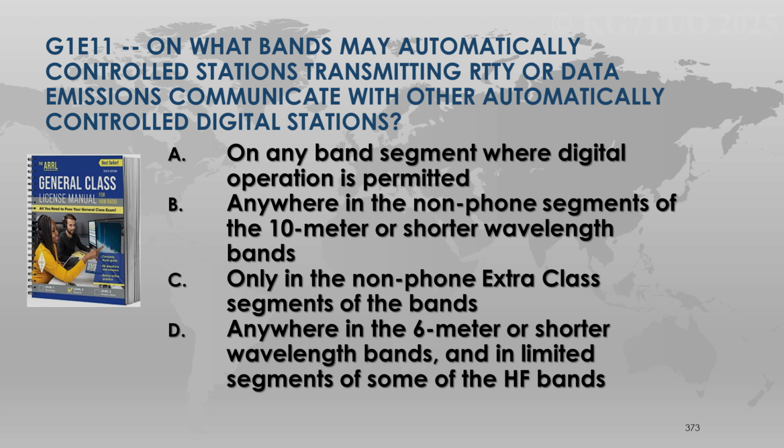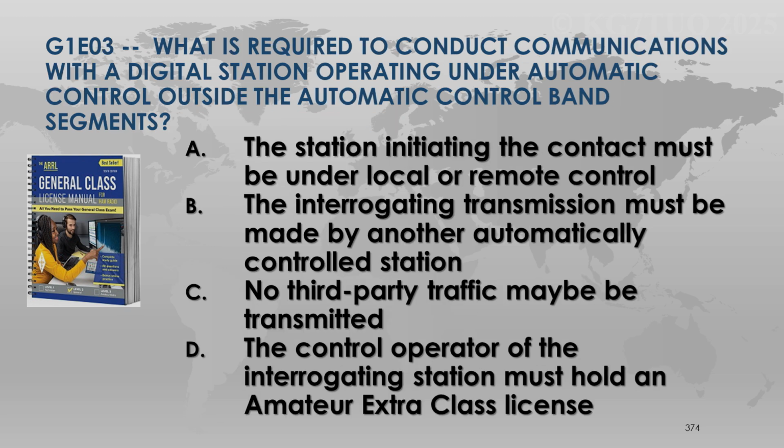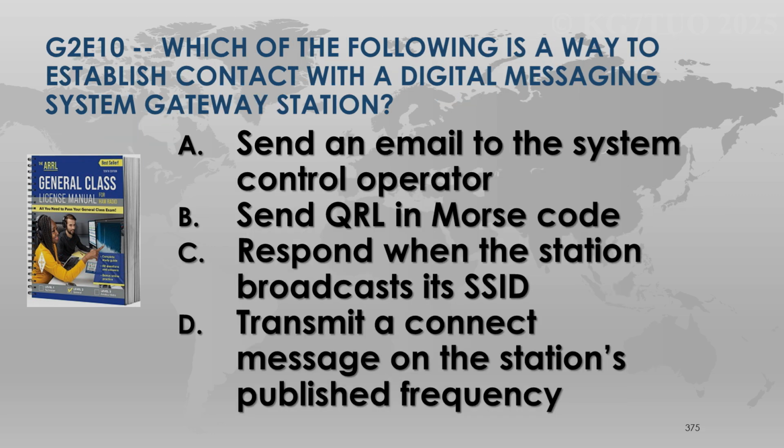On what bands may automatically controlled stations transmitting RTTY or data emissions communicate with other automatically controlled digital stations? Man, you read them all that fast? Delta. 6 meter or shorter. What is required to conduct communications with a digital station operating under automatic control outside the automatic control band? Alpha is correct. Which of the following is a way to establish contact with a digital messaging system gateway station? Delta. Transmit on their published frequency.